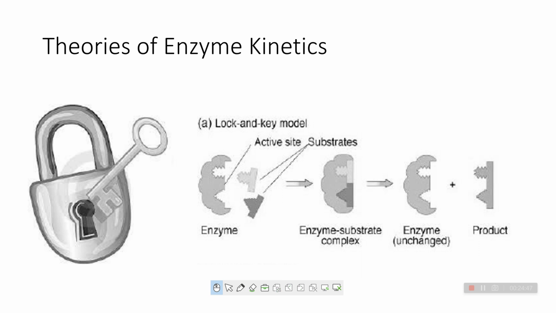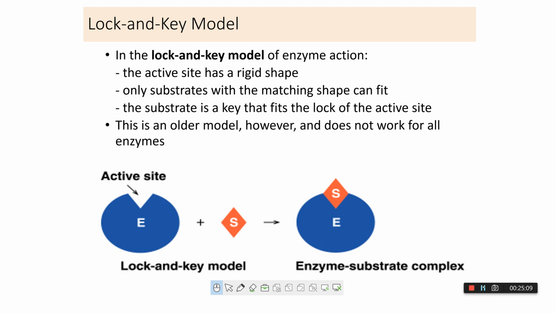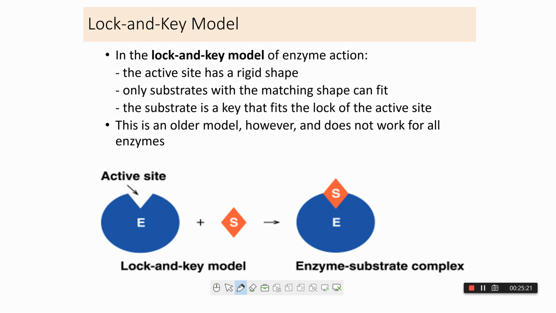What are the theories of enzyme kinetics? The first theory is the lock and key model. What happens in the lock and key model? Lock and key means that every lock will be opened and closed with the help of a key.